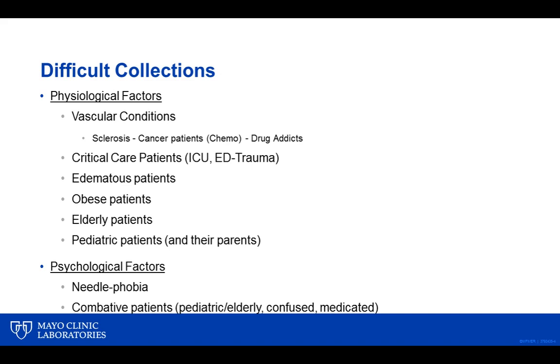When we look at difficult collections, there are a couple primary categories, and the largest one is physiological factors. Things like vascular conditions that the patient has, sclerosis, cancer patients being treated with chemo, former or current drug addicts, critical care patients in the ICU, the ED, the trauma areas. We have edematous patients, we have obese patients, elderly, and pediatrics. And elderly and pediatrics can encompass an entire presentation on their own.